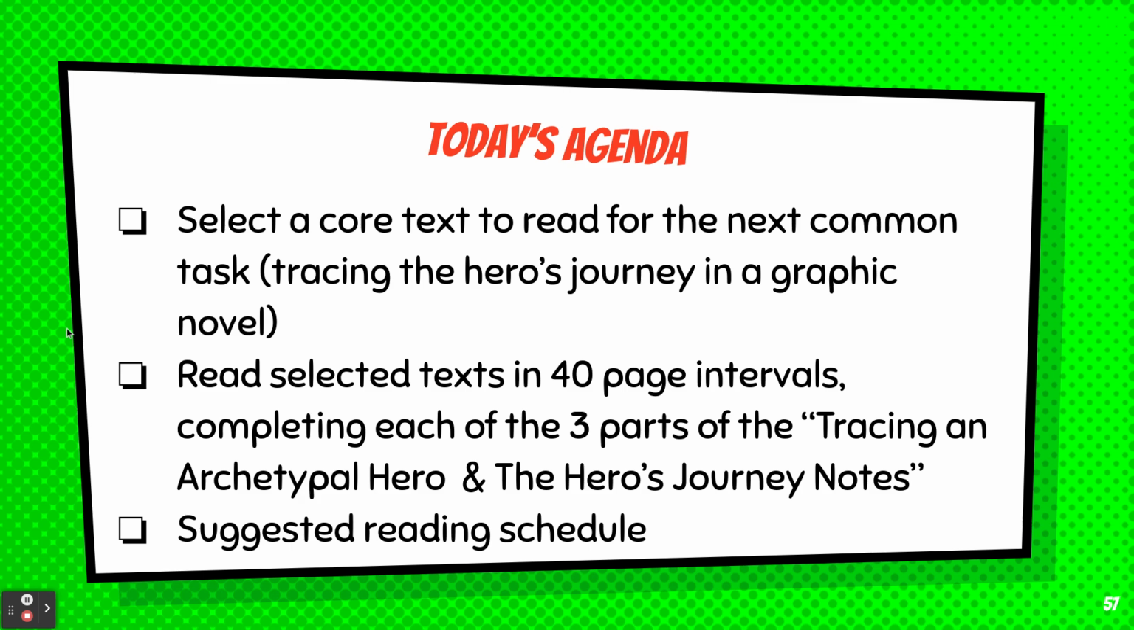The agenda for today is please select a core text to read for the next common task, which is a task about tracing the hero's journey in a graphic novel. You have done that already in a single issue of a comic, right? The Red Hood comic and the Black Widow comic. So now you'll be applying that same idea to a larger text, right? A graphic novel. You're going to read selected texts in 40-page intervals, completing each of the 3 parts of the tracing an archetypal hero and the hero's journey notes assignment, which I'll go over with you shortly. And then I'm going to give you a suggested reading schedule to work within.